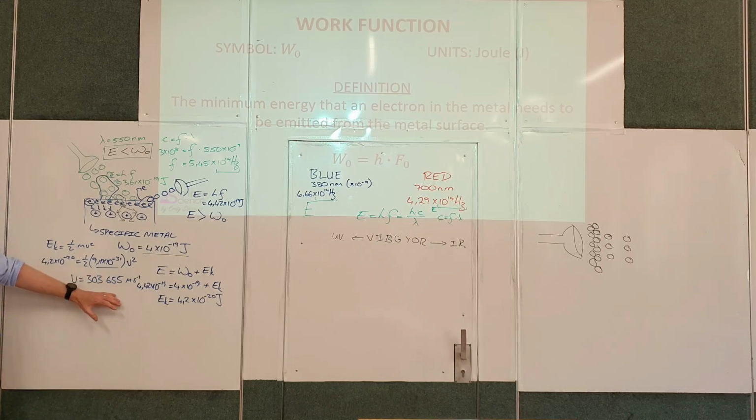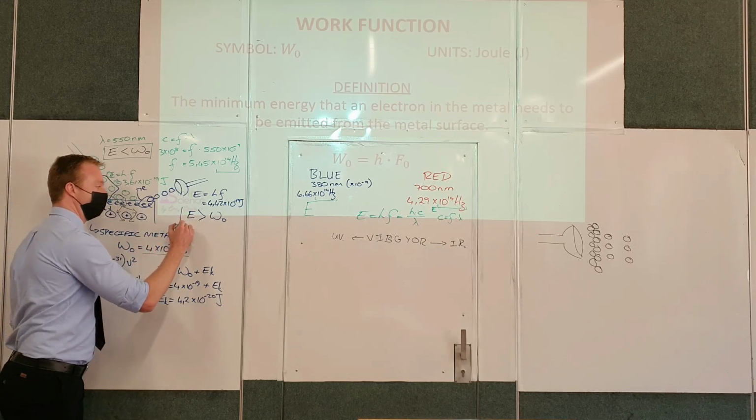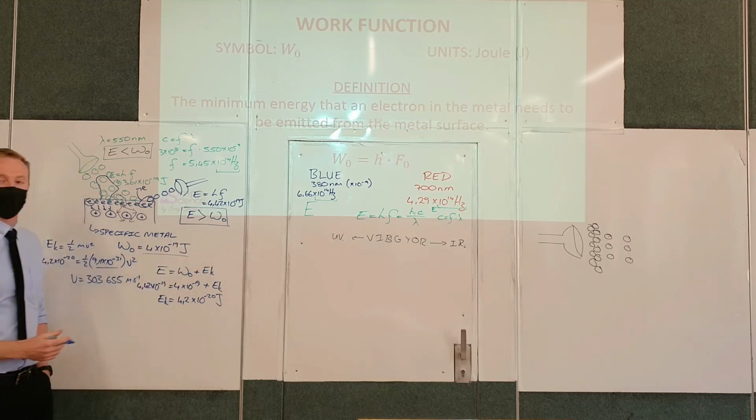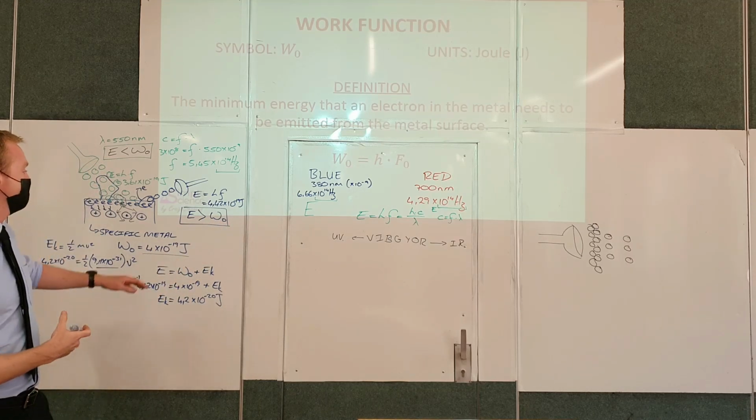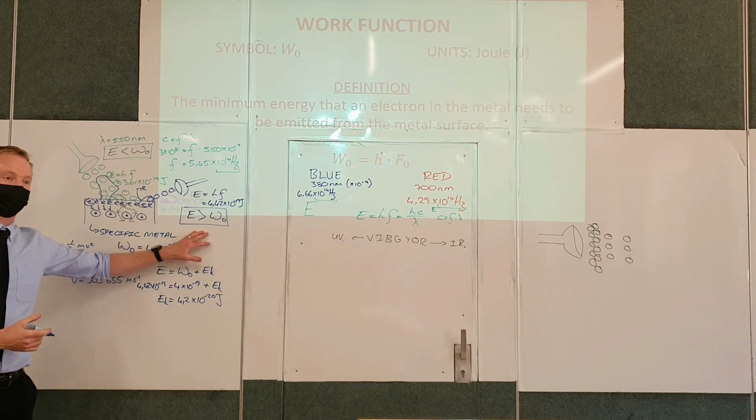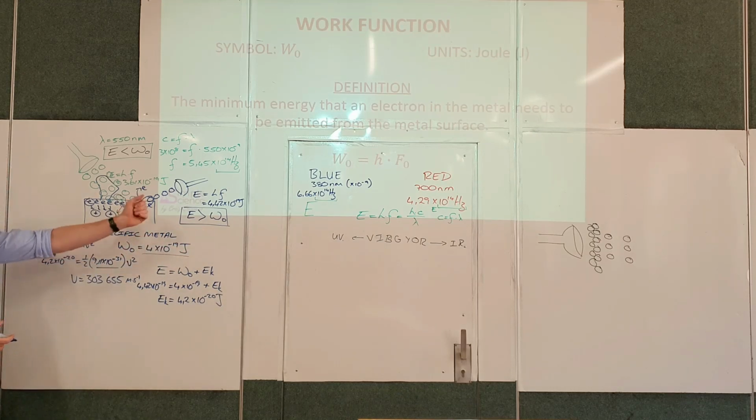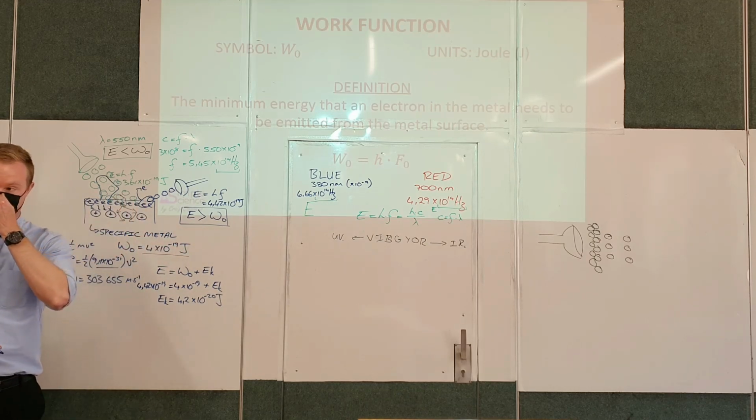And this can only happen because the photon energy has exceeded the work function of this metal. At this point, we can now ask again, what would happen if we increase the intensity of this blue light?